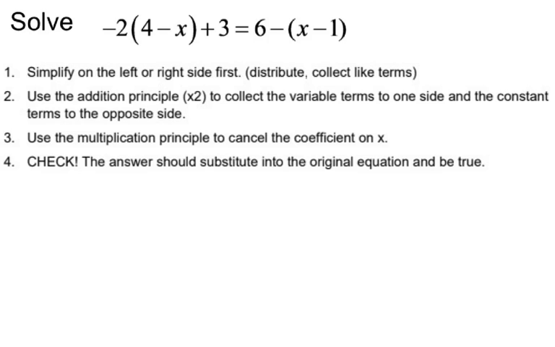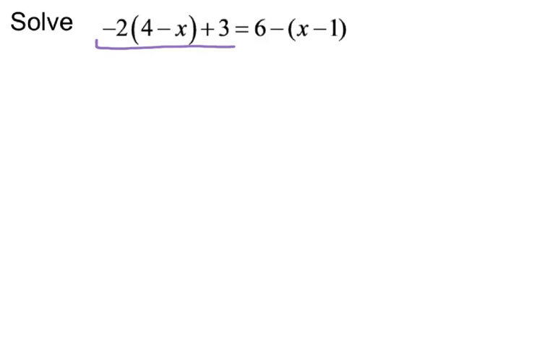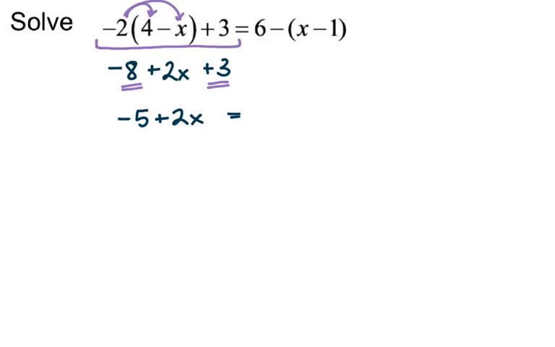All right, so the first step here is we're going to simplify on the left side and then on the right side individually. On the left side, I have some distribution that I can do. So this is going to be negative 8 plus 2x, and then we have a plus 3. Of course, I have some constants that I can add together. I'm combining like terms, and negative 8 plus 3 gives me negative 5 plus 2x.